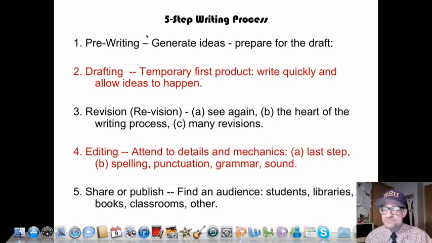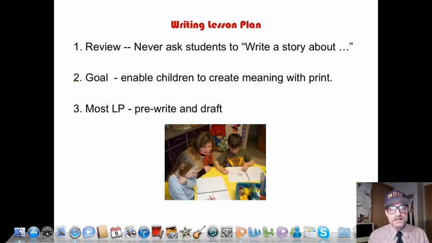Editing is step number 4. This is where you attend to the mechanics of writing. This is the last step, or the 4th step, before sharing. And again, problems occur. We got problems, you see, if you try to do editing and drafting at the same time. You get what's called writing block. Nothing comes out. And then what makes writing powerful for children is sharing their ideas and seeing how their ideas come alive with other students.